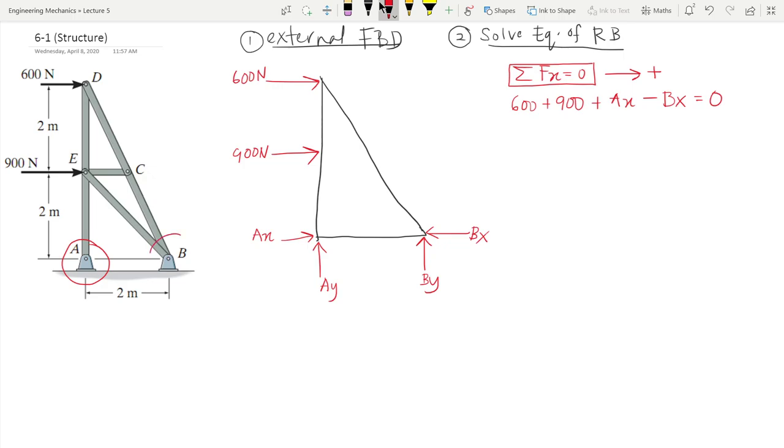Both are pin joints, so you have 2 reaction forces. Can we do anything about this? You're gonna get something like AX minus BX. AX minus BX is equivalent to negative 1500. Yeah, it is something like that. So this is one equation. Next, let's move on.